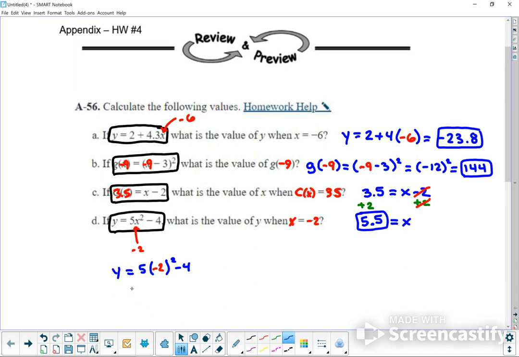So work it out. You're going to go ahead and square the -2 first. The 5 remains the same. So -2 squared, you should know, is 4. Take away 4. And then next you have to do the multiplication. So 5 times 4 is 20. Then now you can finally subtract 4. So 20 minus 4 will give you 16. That is your answer right there.